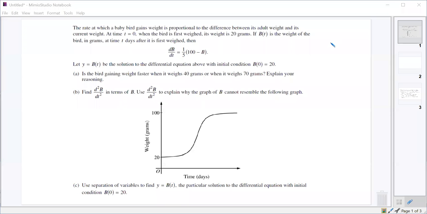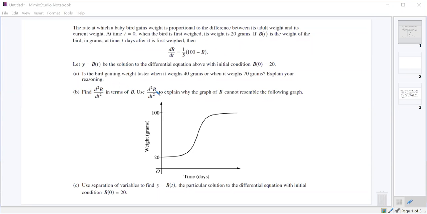We got a baby bird. The baby bird gains weight. That's a good thing, because if you don't gain weight, you don't live. So the bird has to gain its weight. B of t is the weight of the bird, and dB/dt is the rate of change of the weight of the baby bird. And we know that at its initial weigh-in, when t equals 0, it weighed 20 grams, and B is the weight at any time t days after it was first weighed.